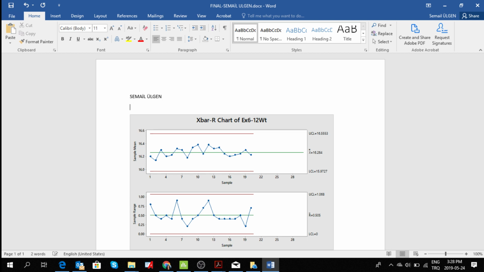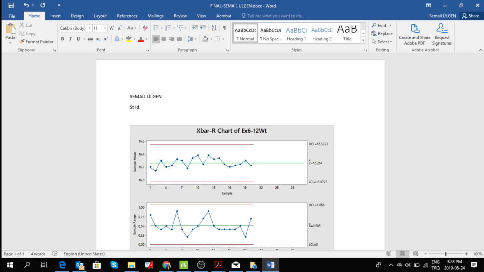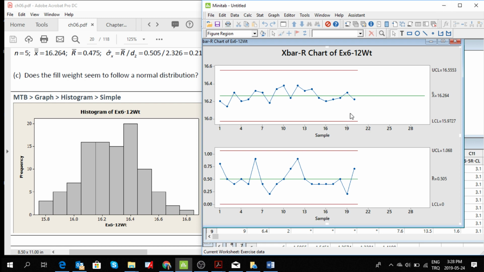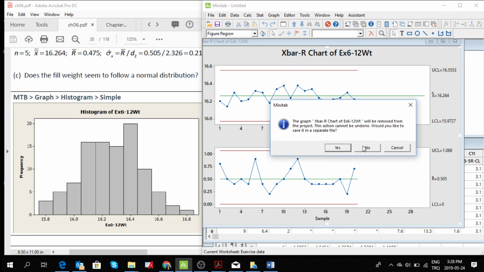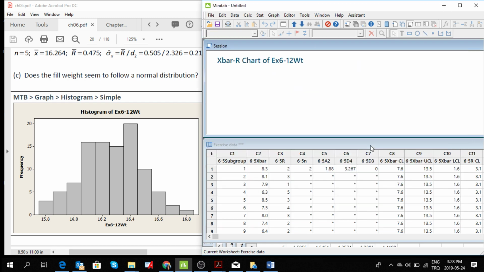If you want, you can write the student ID too, because I'm going to collect these. And then you should also write the question number. Let's say this is question 12. Question 12 in the final. Then you're going to write it like that. So it's okay, I can close it now. No, I said I don't want to save it because I already transferred it to my Word file.